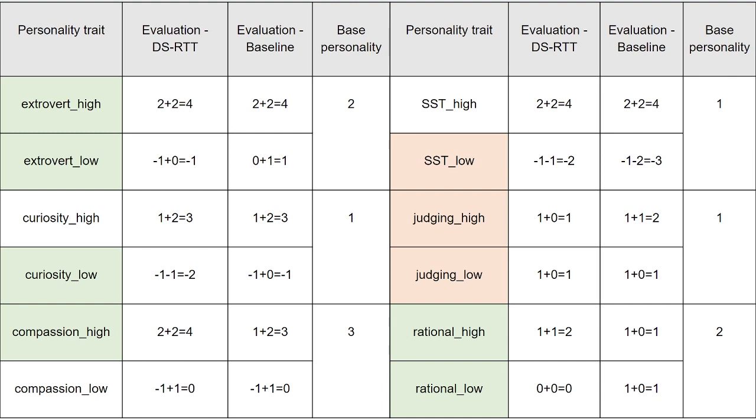Here is an evaluation result on the personality for DS-RTT. We can see that DS-RTT outperforms or at least equals the baseline in 9 out of 12 personalities, which means it is more effective than the baseline method and our approach is meaningful. Those 3 red fields, future work needs to be conducted to improve it.